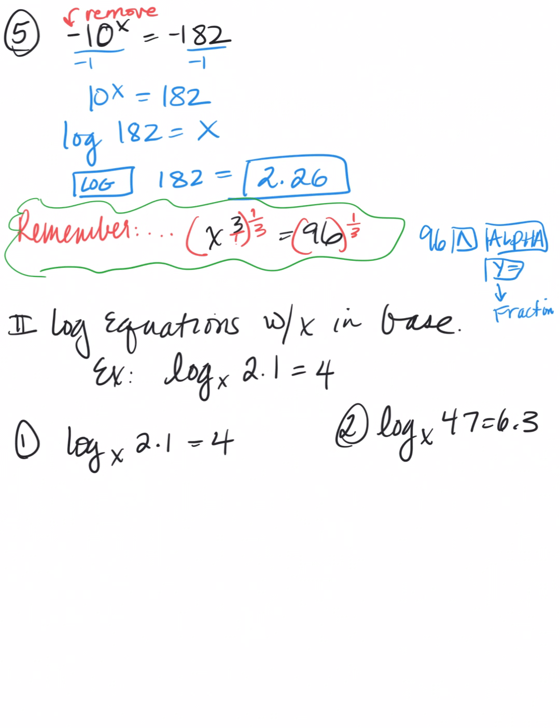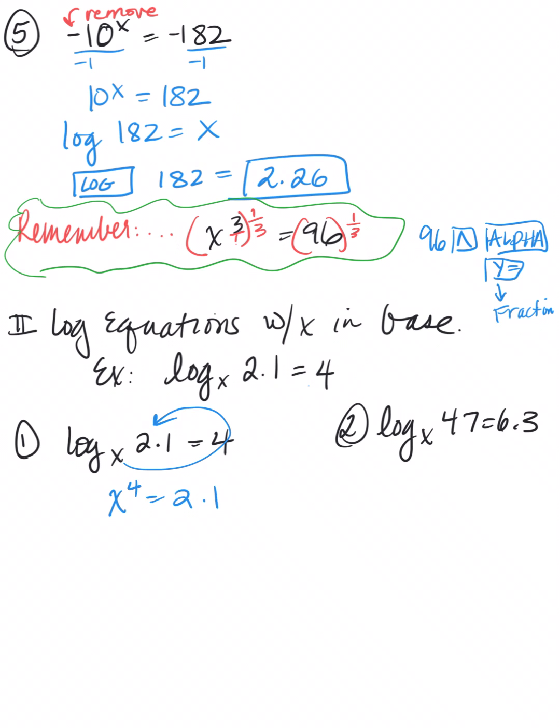Log equations where x is in the base. X is in the base now. What happens here? Well, look at this example. Log base x of 2.1 equals 4. Well, let's solve that. We need to get x out of the base. So if we're going to do the same thing we were doing before, we're going to swirl it. So if I swirl this, I'll have x to the 4th equals 2.1.